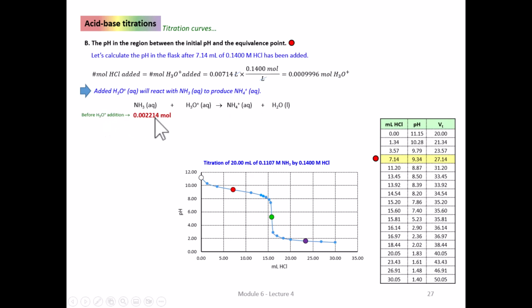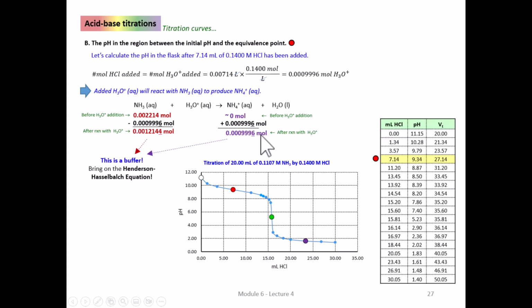So before any addition of the titrant, we had 0.002214 moles of ammonia in the flask. When we add our 0.0009996 moles of hydronium ion, we will react with the ammonia, so we destroy that many moles of ammonia and produce that many moles of ammonium ion. So what's left? Well, after the reaction with the hydronium ion, we have 0.0012144 moles of ammonia left in that flask, and we've produced this many moles of ammonium ion.